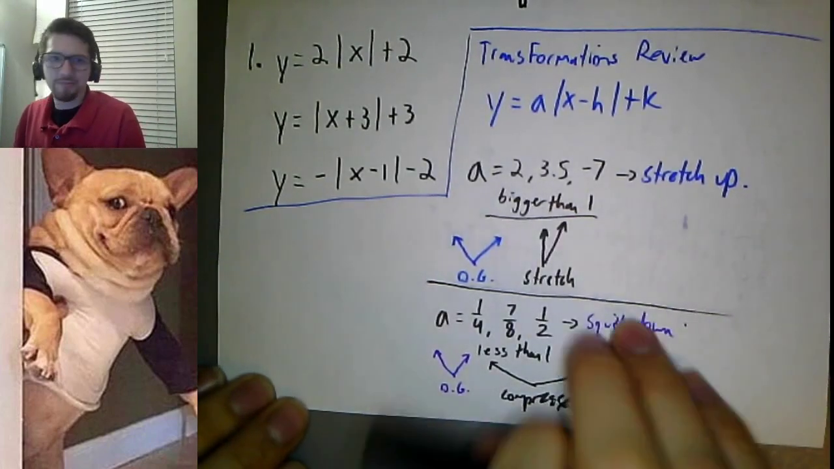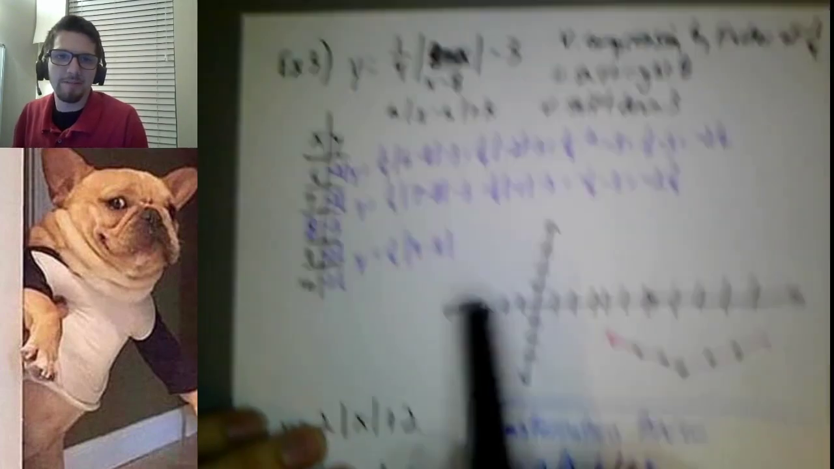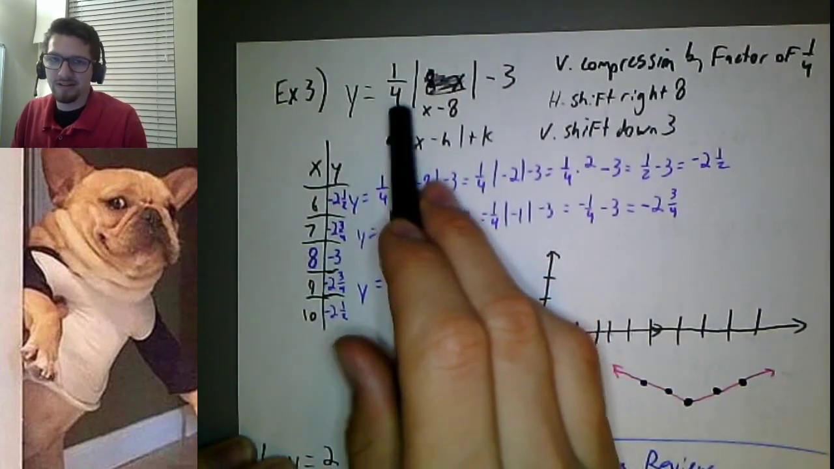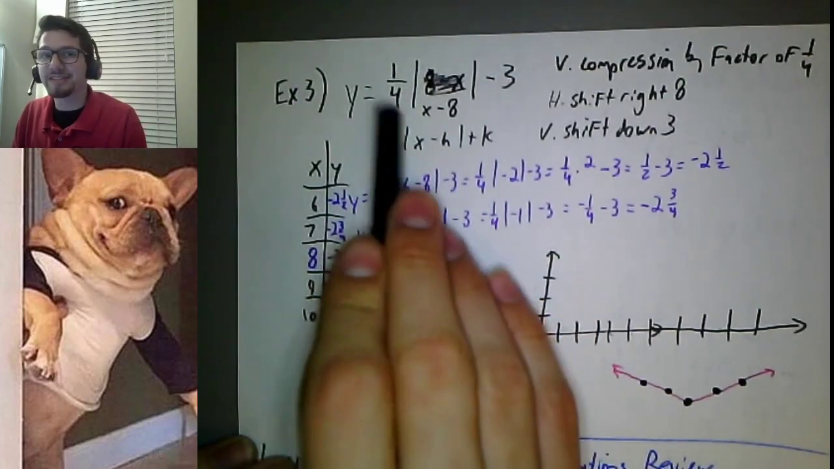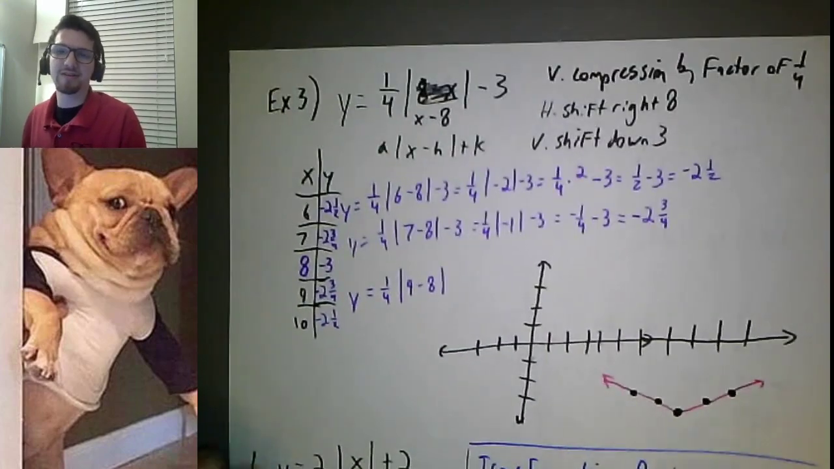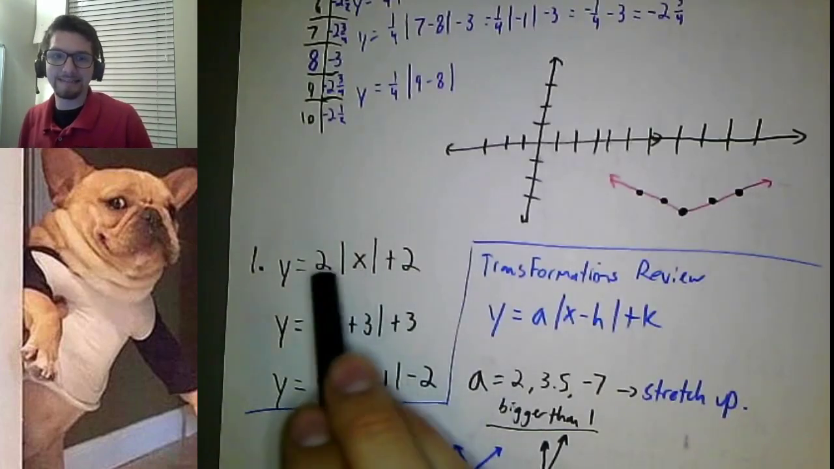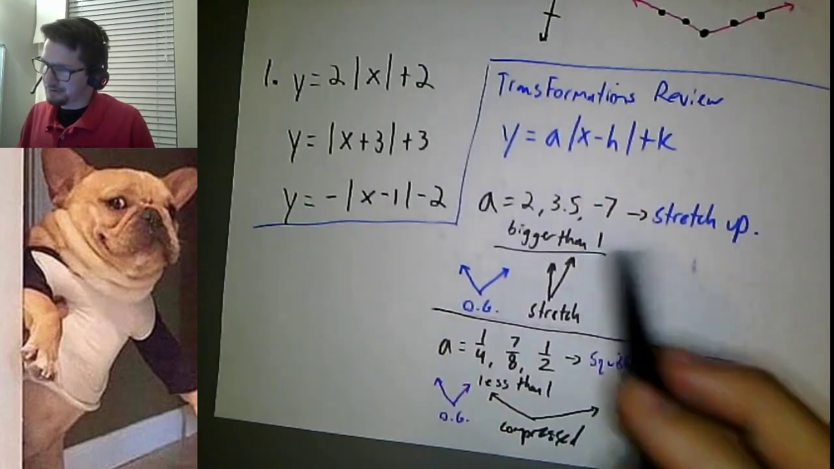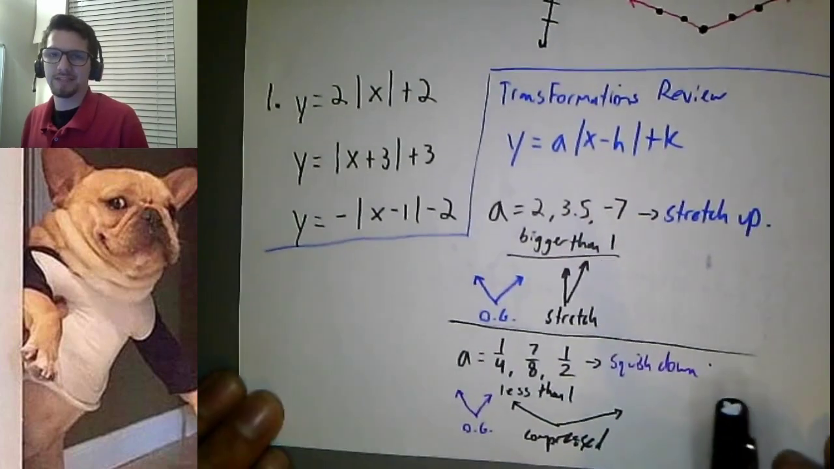So when I ask you, is this a vertical compression or a stretch? If it's less than 1, it's a fraction. If it's less than 1, that means it's going to be vertical compression no matter what. If that was the number 2, hint, hint, then that would be a stretch, a vertical stretch.